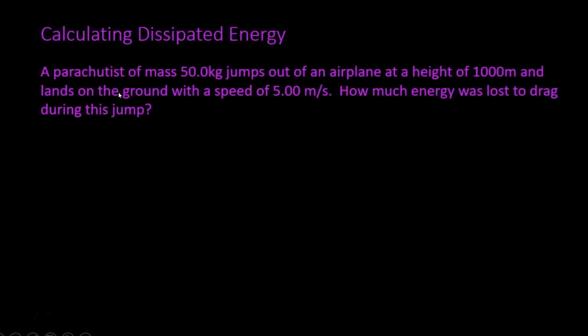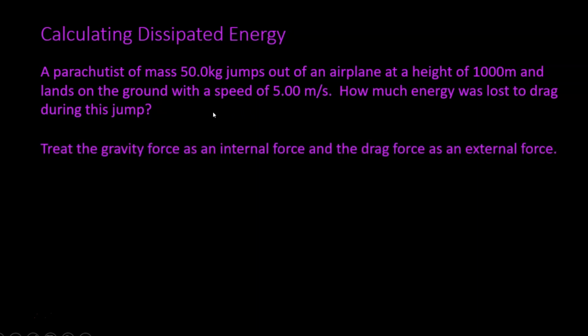Let's take a look at calculating dissipated energy. A parachutist of mass 50 kilograms jumps out of an airplane at a height of 1,000 meters and lands on the ground with a speed of 5 meters per second. How much energy was lost to drag during this jump? I'm going to treat the gravity force as an internal force and the drag force as an external force. And the reason I'm doing that is that it allows me to have no E dissipated internal, and it also allows me to deal with the gravity force through the potential energy equation.